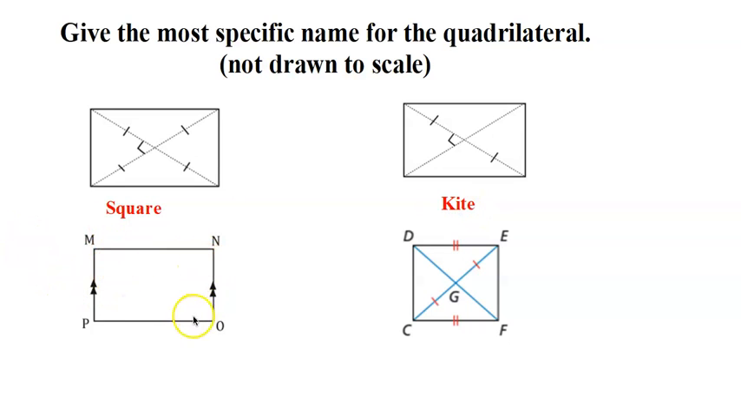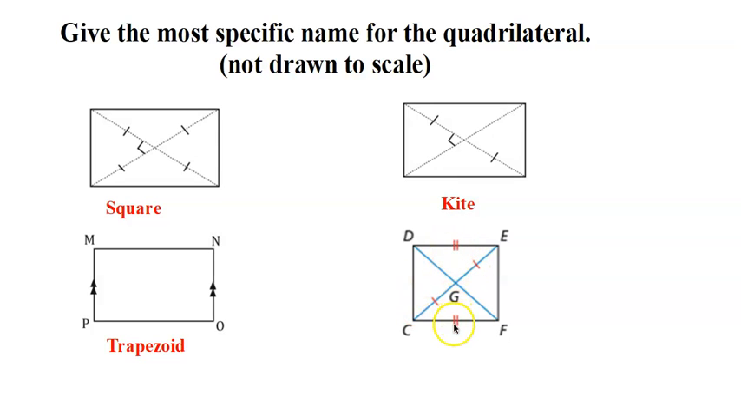Okay, let's see. MN and OP, we've got one set of parallel sides, only one set. That's all we got, so we're going to have to say that is a trapezoid. It doesn't have two sets of parallel sides. If it had two sets of parallel sides, then we'd say parallelogram. But as it is, with only one set of parallel sides, trapezoid. Okay, last one.